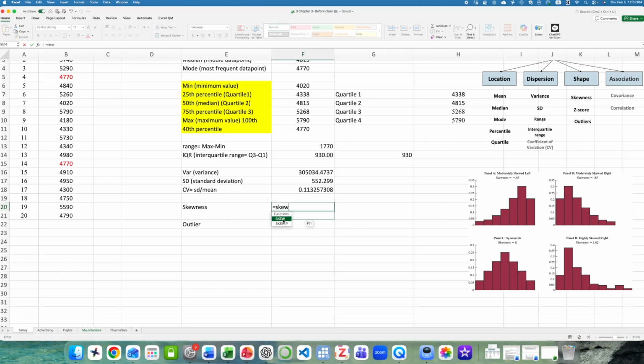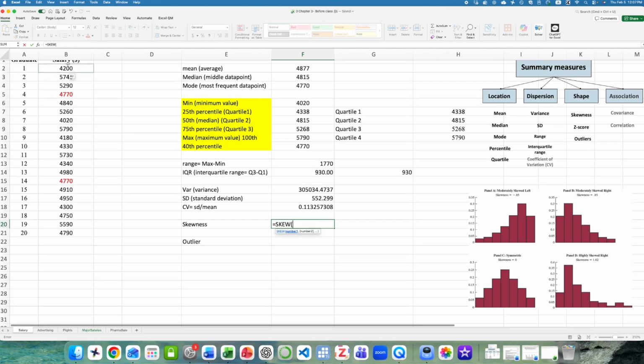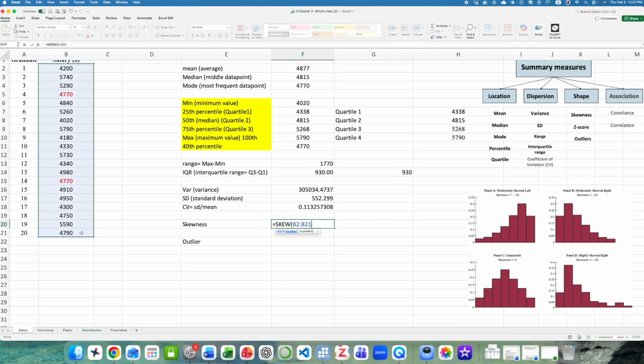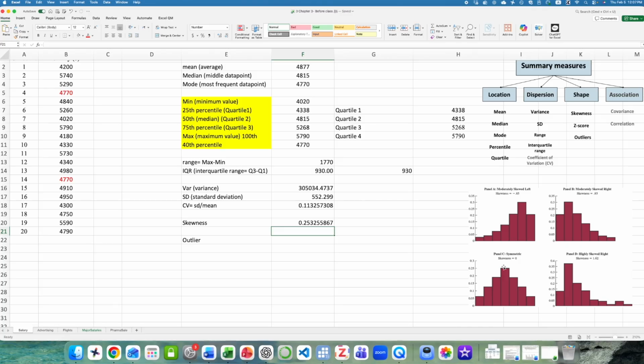We can calculate the skewness using the skew function. Select your array, and that would be the measure of the skewness. If we have a positive skew, that means the data is skewed to the right. If the skewness is negative, it means the data is skewed to the left. If skewness is 0, it means the data is symmetric.